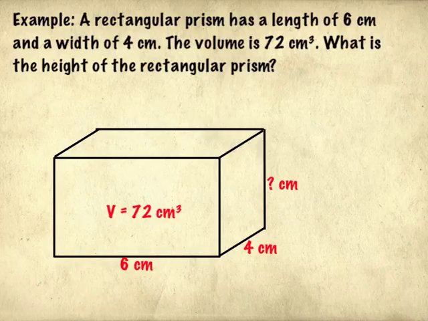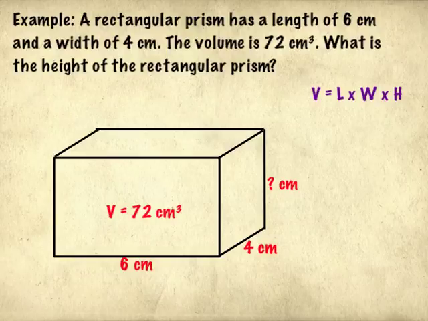So here's an example. A rectangular prism has a length of 6 centimeters and a width of 4 centimeters. The volume is 72 centimeters cubed. I want to know what is the height of the rectangular prism. So I've drawn a picture here. Volume is 72 centimeters cubed. Length is 6 centimeters. Width is 4 centimeters. I do not know what is going to be the height. I do, however, know that the formula for volume is length times width times height.